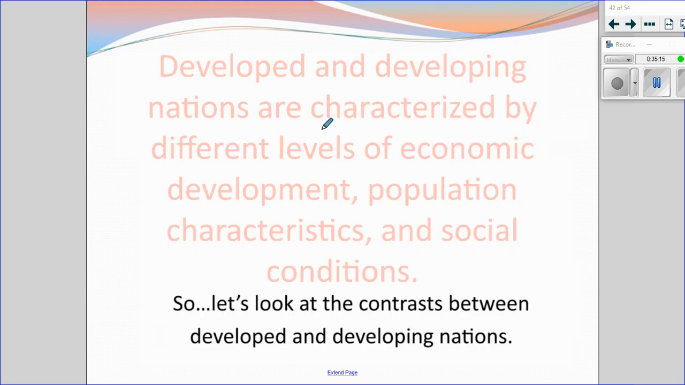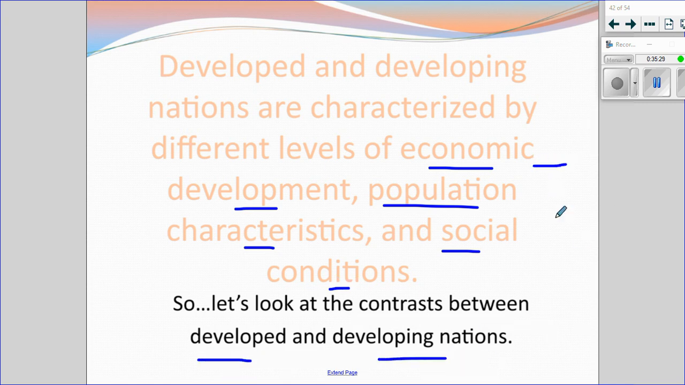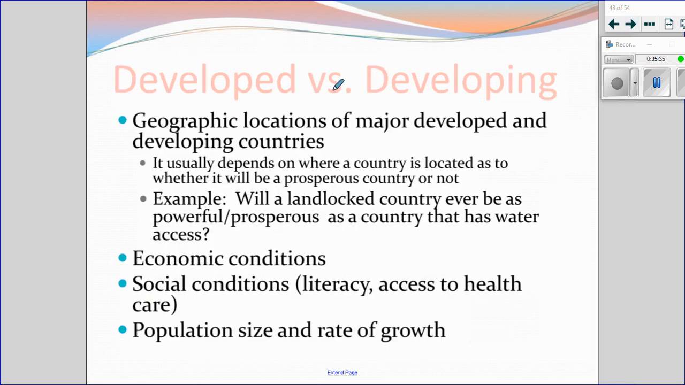Developed and developing nations are characterized by different levels of economic development, population characteristics, and social conditions. So let's look at the contrasts between developed and developing nations. You can actually separate that into developed, developing, and least developed nations. You can divide them into three categories. Developed versus developing: geographic locations of major developed and developing countries. It usually depends on where a country is located as to whether it'll be prosperous or not.